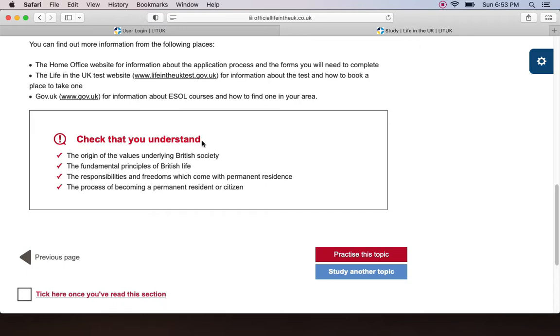Check that you understand. Check करें कि आपको understanding हो गई है. The origin of the values underlying British society, the fundamental principles of British life, the responsibilities and freedoms which come with permanent residence, the process of becoming a permanent resident or citizen.